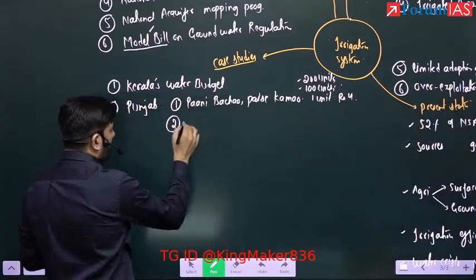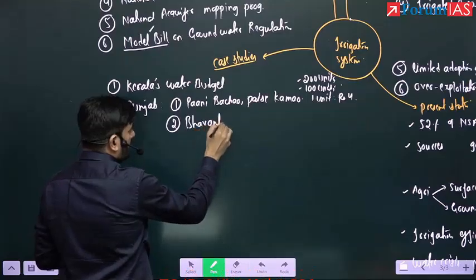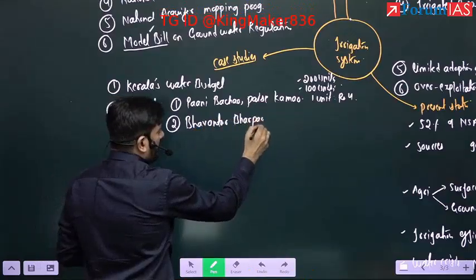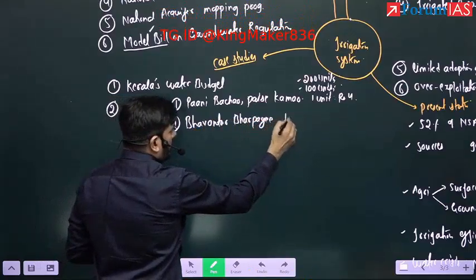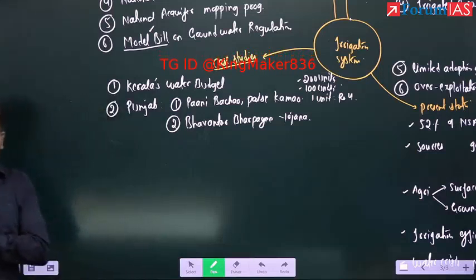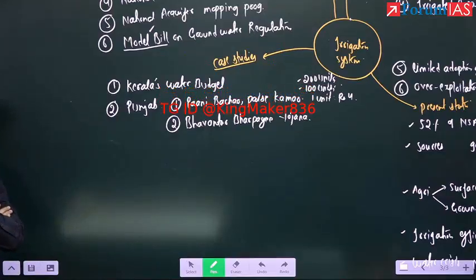Okay. Second, under Punjab only, Bhavantar Bharpai Yojana, Bhavantar Bharpai Yojana, put a hyphen and write.